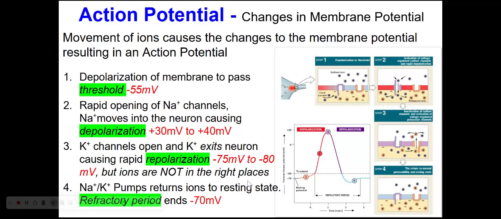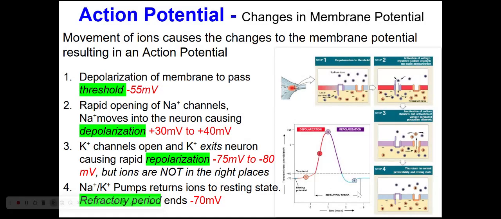So what we need to have happen is we need to get back to that resting state, the resting potential of negative 70, and the ions in the right spot. So the sodium potassium pumps come along and they push the ions back to where they need to go. Anytime from threshold until we get back to that negative 70 millivolts, we call that the refractory period.